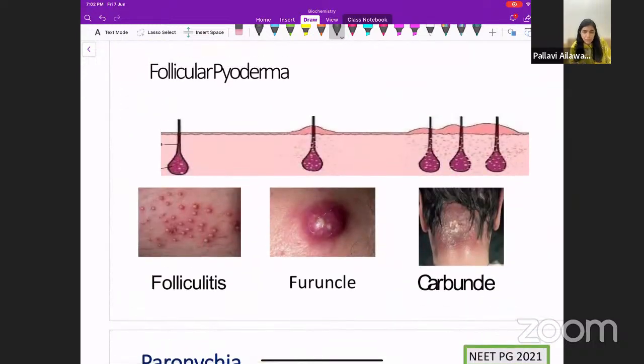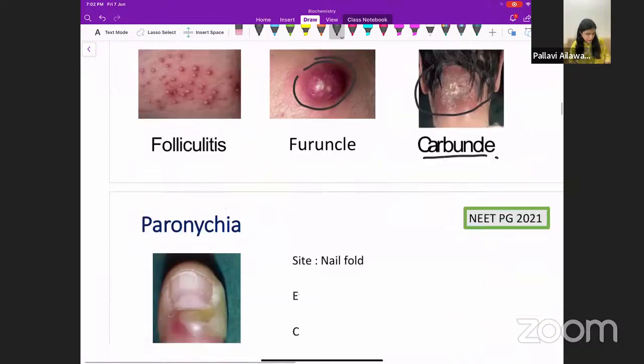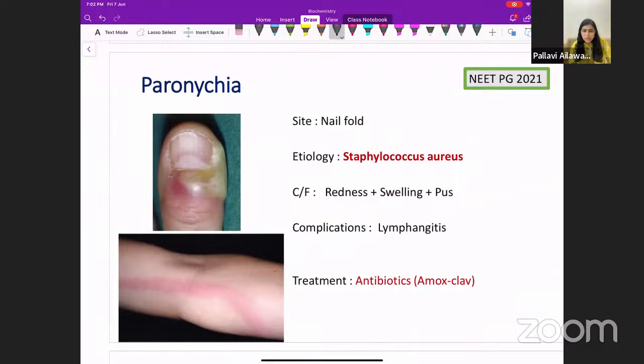Then in the follicular pyodermas, you can get a question on a furuncle, Staph aureus, carbuncle, again Staph aureus, multiple contiguous hair follicles, most common site nape of neck, seen in diabetics. So carbuncle is seen in diabetics. Then paronychia, this was a question in the NEET PG 2021. It is a staphylococcal infection of the nail fold. Patient will present with red, pus-filled, painful lesion on the nail fold.